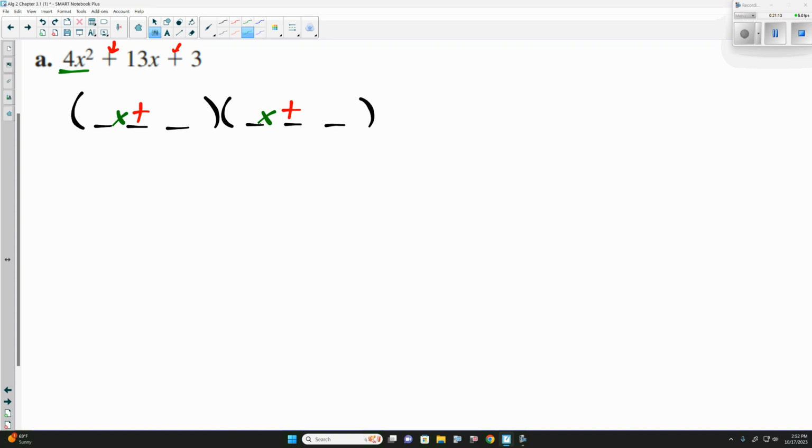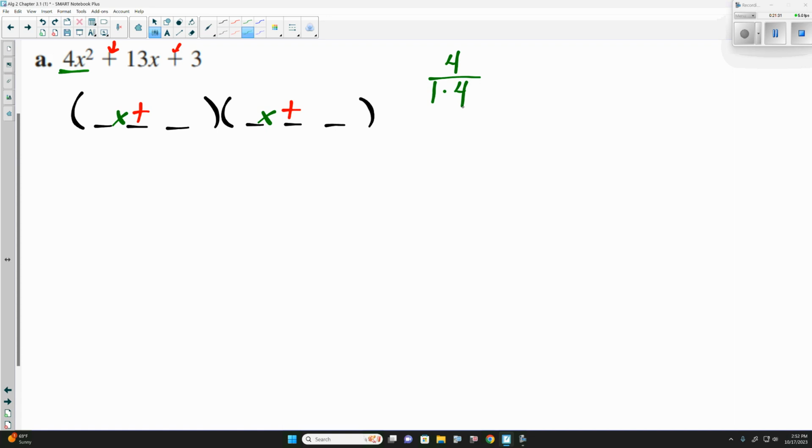We will get there, but they're just opposite. We will cover problems like that, but they're just opposite. If the third term is negative, one's going to be positive, one's going to be negative. Okay. Now, what are the factors of 4?